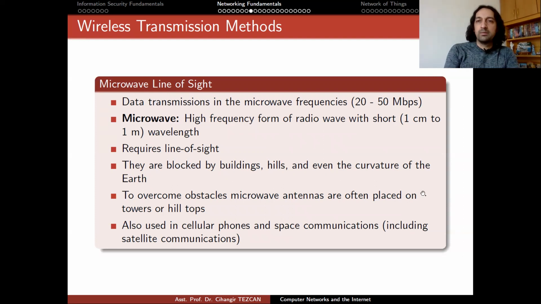This is really important. The antenna, you are directing it, has to see the target. So they can be blocked by buildings, hills, and even the curvature of the earth. To overcome obstacles, microwave antennas are often placed on towers or hilltops. It is also used in cellular phones and space communications, including satellite communications.